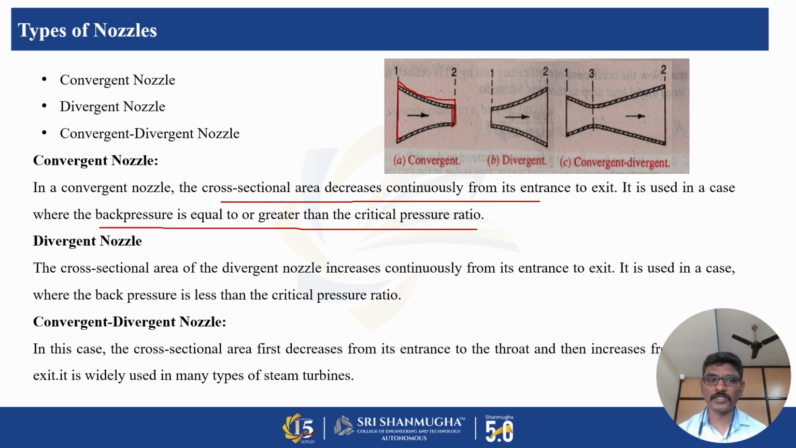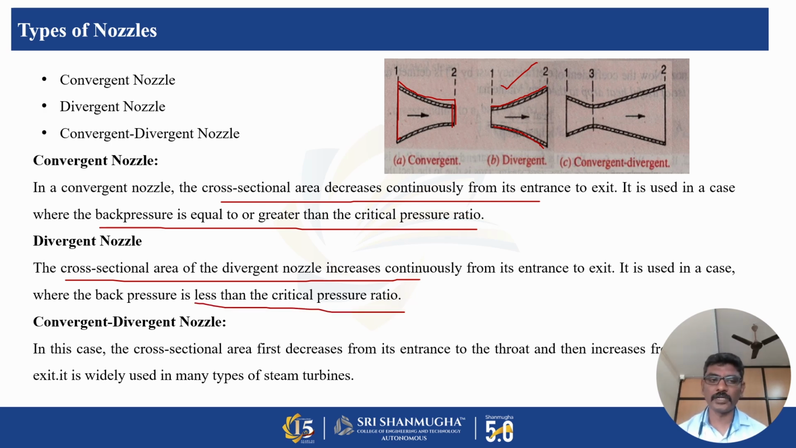Divergent nozzle. The cross-section area of the divergent nozzle increases continuously. So this is the divergent nozzle. Here the cross-section area gradually increases from inlet to outlet. It is used where the back pressure is less than the critical pressure ratio.